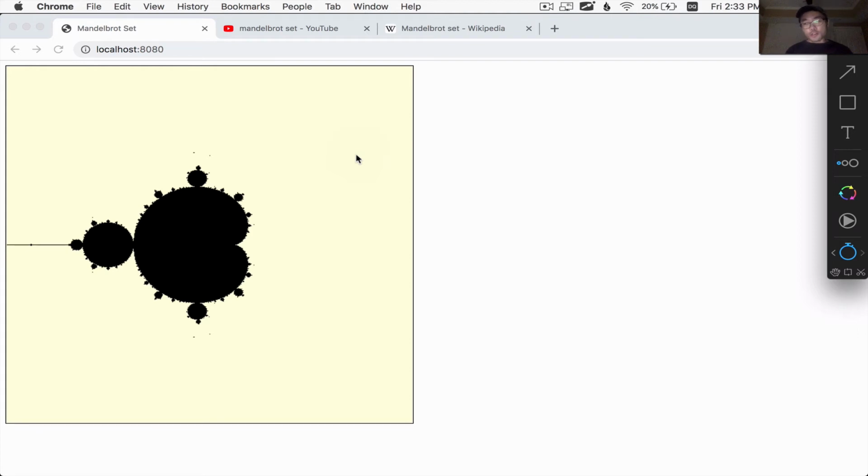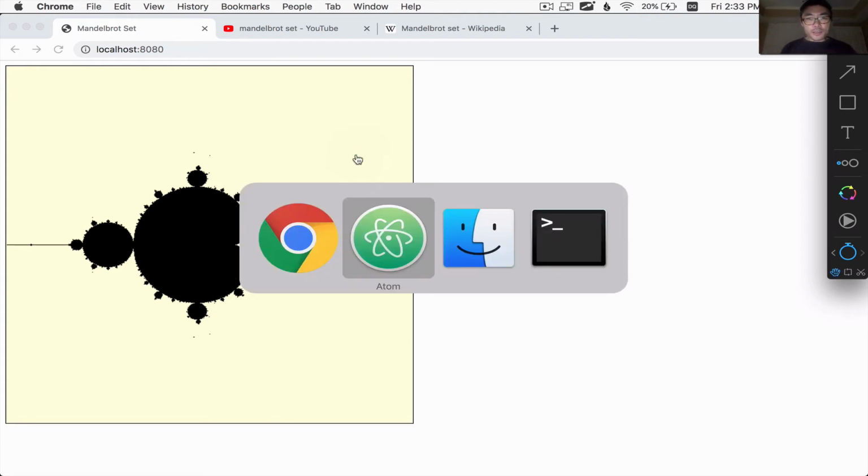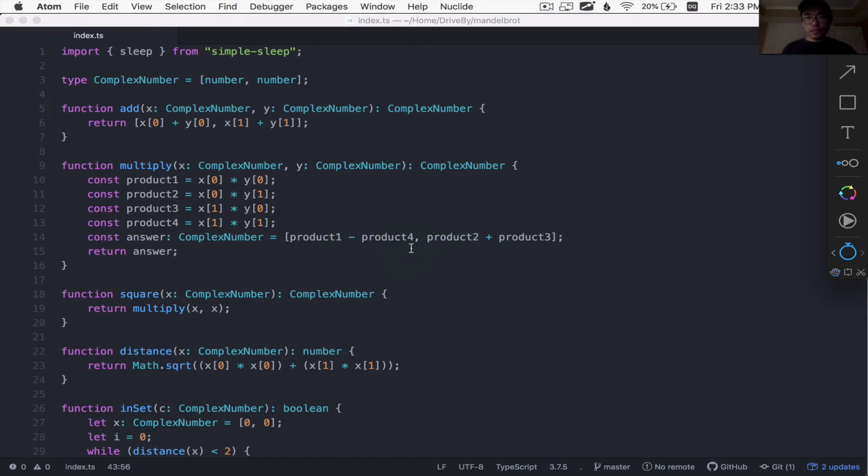Let's see how the code is written. I spent a morning writing this code. It took me probably about 3 hours.